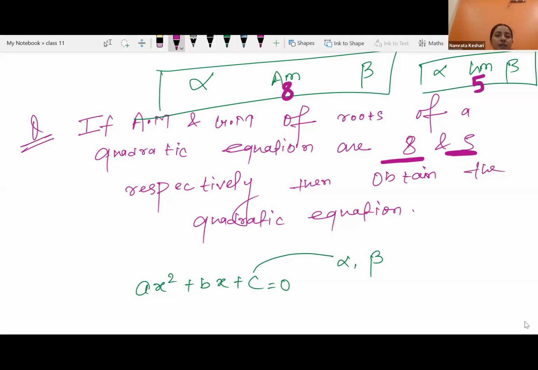Then obtain the quadratic equation. Then we are supposed to find the quadratic equation. As you know, the moment we will be able to take out alpha and beta, we will be able to frame the equation, right? In class 10 polynomial chapter was teaching you how to make a polynomial when the roots are given, right? So the moment we will be able to find alpha, the moment we will be able to find beta, then finding quadratic equation is not a big deal, right? Okay, let's try.